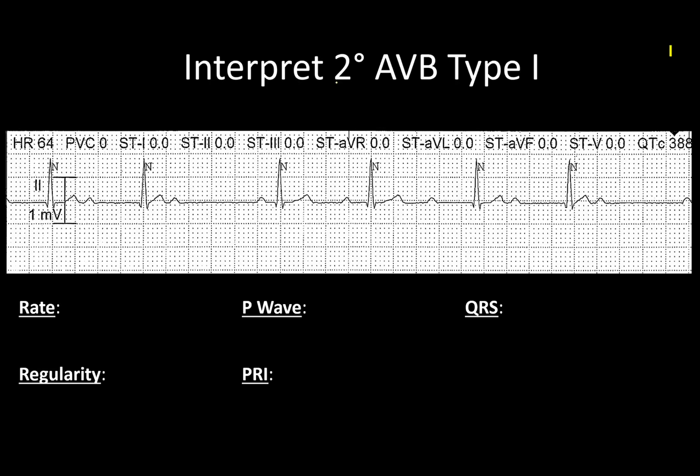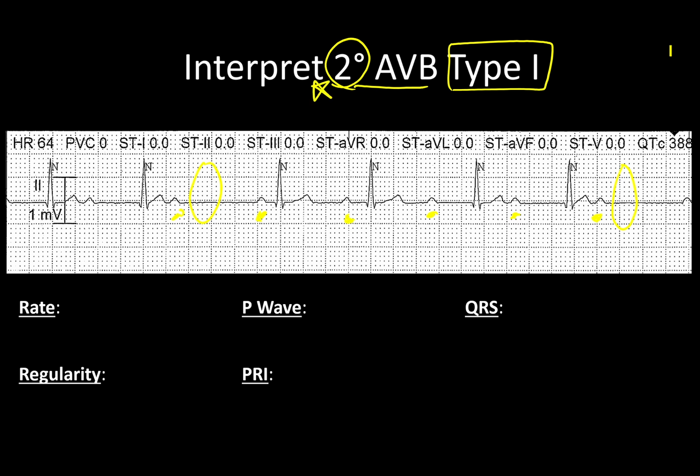Here we have second degree AV block type 1. And so we're going to talk about the two different things. What makes this second degree? Well, it's going to be dropping of the QRS. So if we look, we can see that we've got P wave here, here, P wave, P wave, P wave, but we're missing our QRS. And in fact, if we look back, we'll see we have a P wave missing a QRS. So that dropped QRS is what makes it a second degree block.